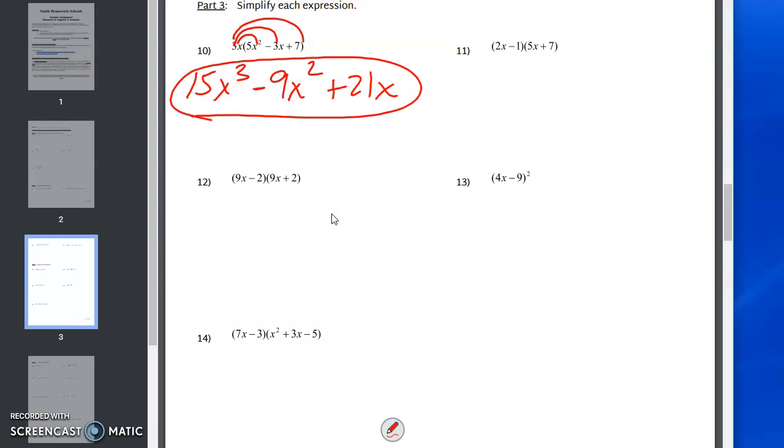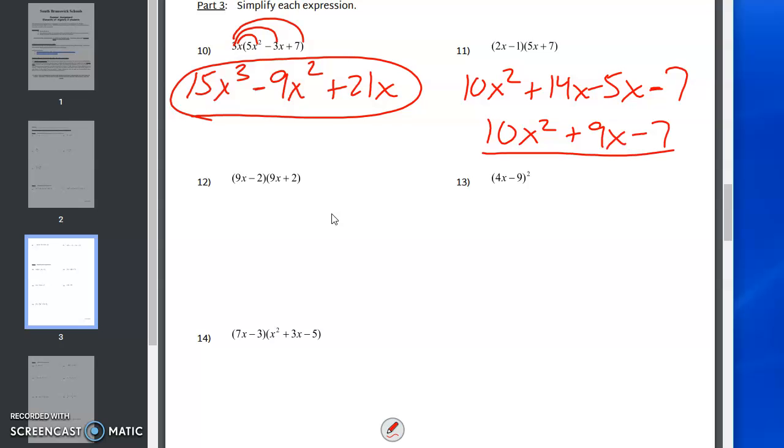Here we're going to FOIL. 10x squared plus 14x minus 5x minus 7. And we combine the middle terms. 10x squared plus 9x minus 7. And if you notice, FOILing is something you're going to have to be able to do efficiently. 2x times the 5x, 2x times the 7. Negative 1 times the 5x, negative 1 times the 7.